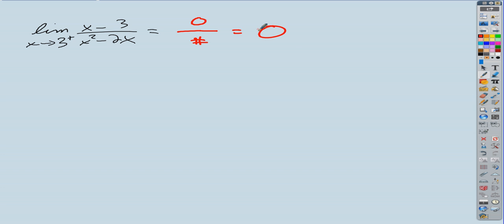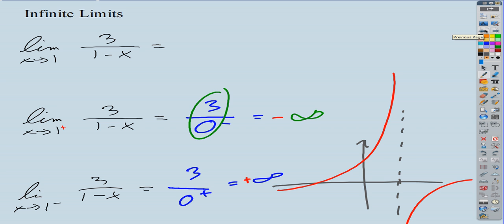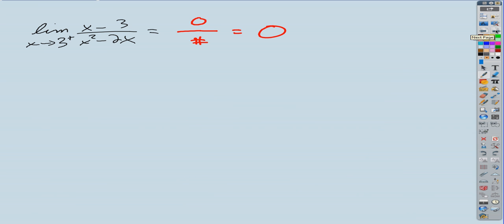Question: wouldn't it be 0 positive, 0 plus? But do we care? What do I care what the sign of 0 is? It's approaching 0. See, that's different in this case. In the earlier case, the signs were important because I'm approaching two infinitely different locations. But here, who cares if the limit is 0 plus or 0 minus? I'm approaching 0 arbitrarily closely.